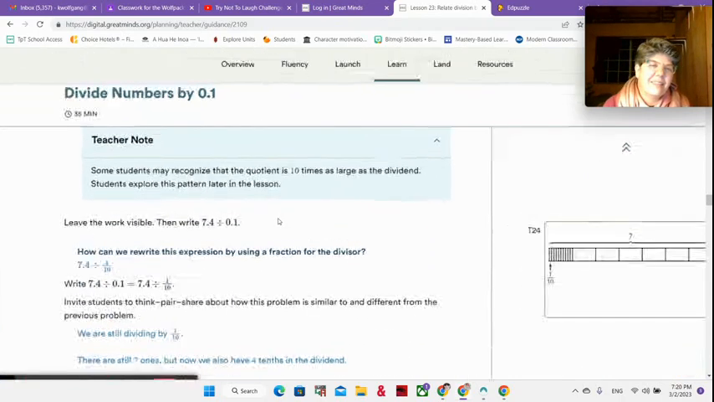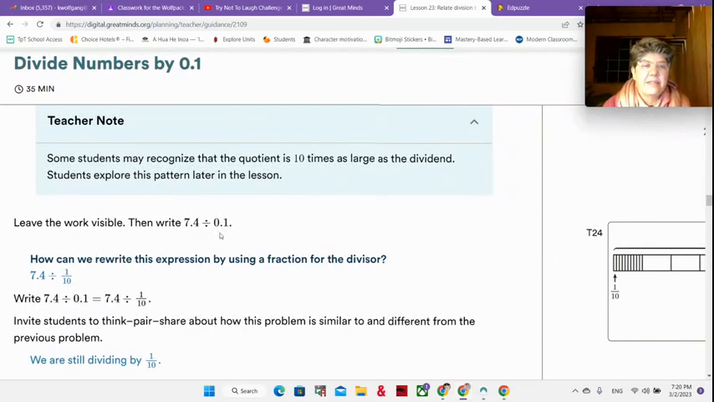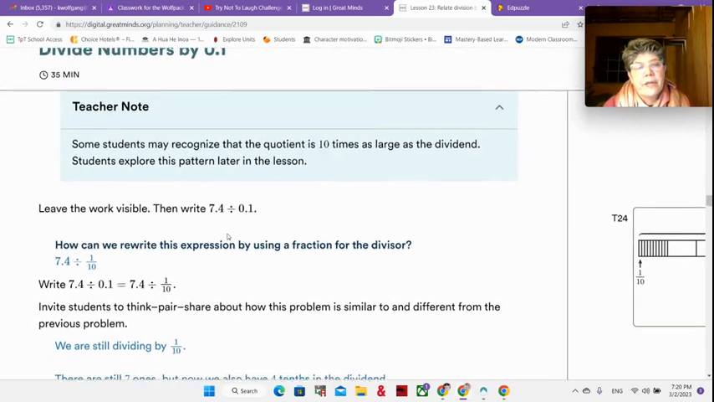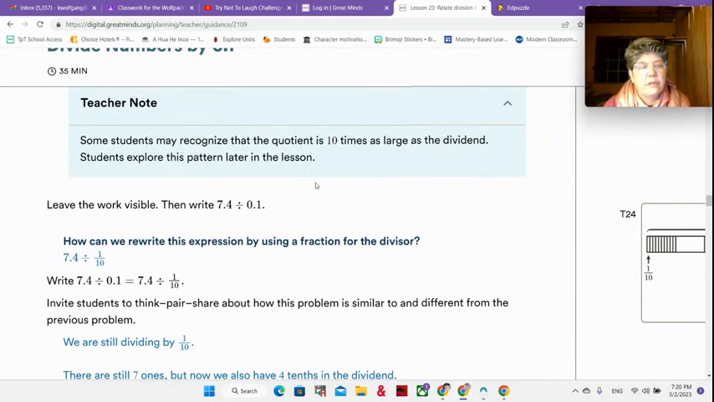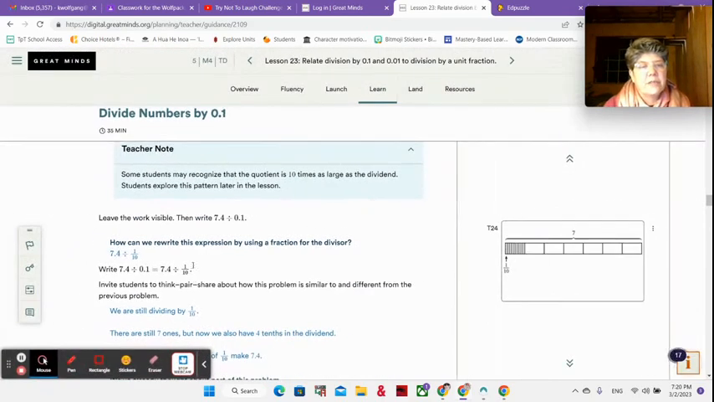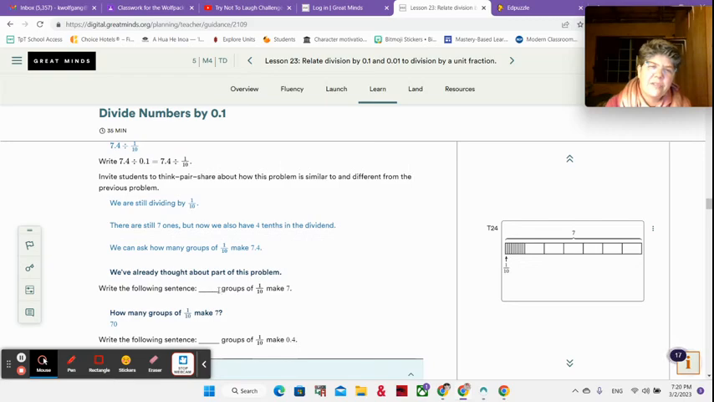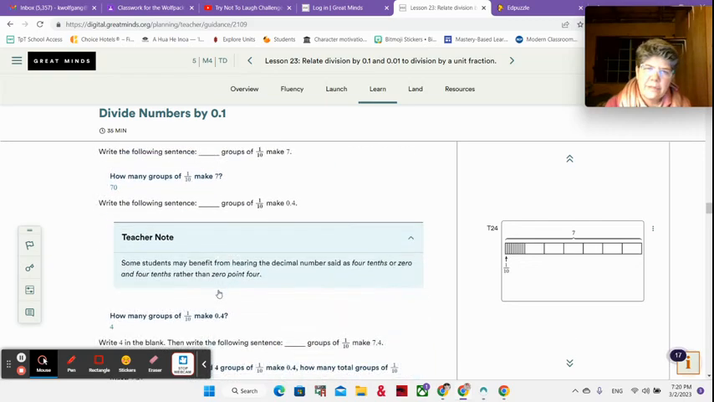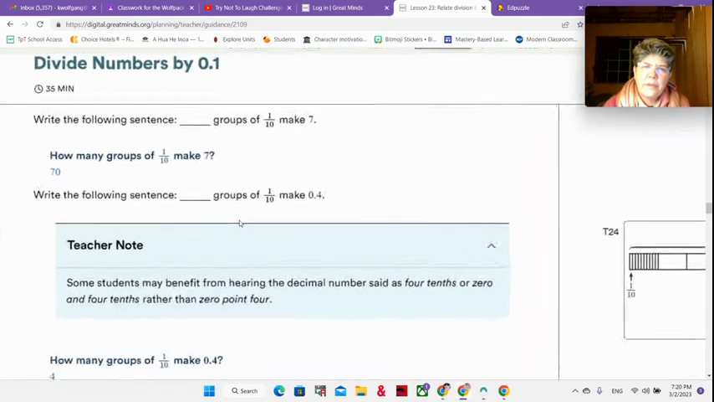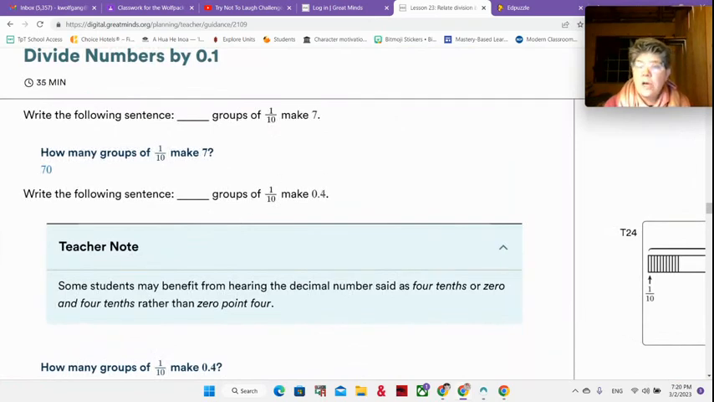Okay, now let's look at 7 4/10 divided by 1/10. And we can make it a fraction as well, right? 7 4/10 divided by 1/10. Okay, now think about it. There were 70 in 7. How many tenths are in 4/10? Right? How many groups of 1/10 are in 4/10?